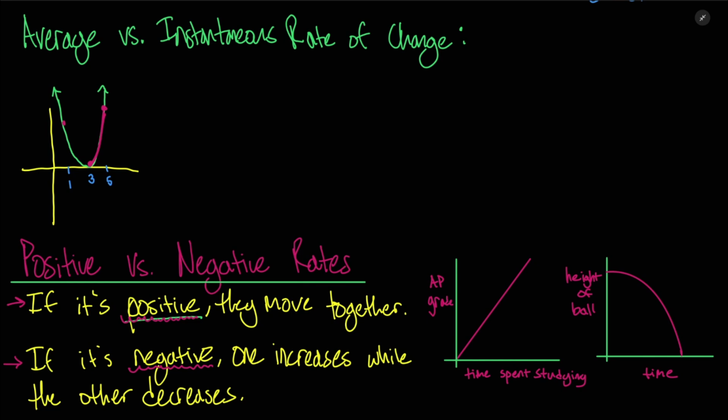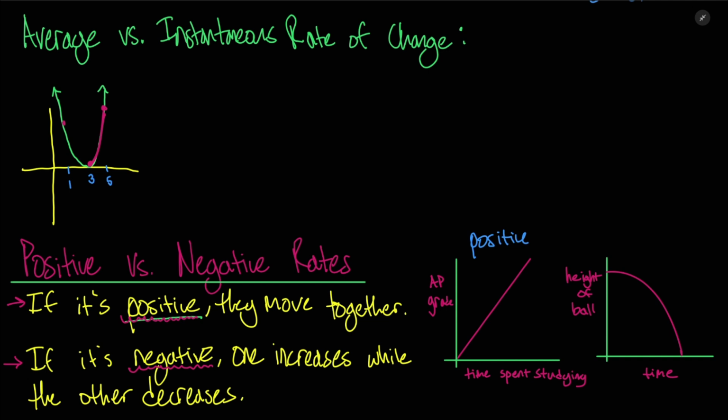Okay. So basically this graph is saying as one quantity increases, the other increases. As you spend more time studying, your AP grade increases, right? They both move together. They're both increasing. This one has a positive average rate of change.